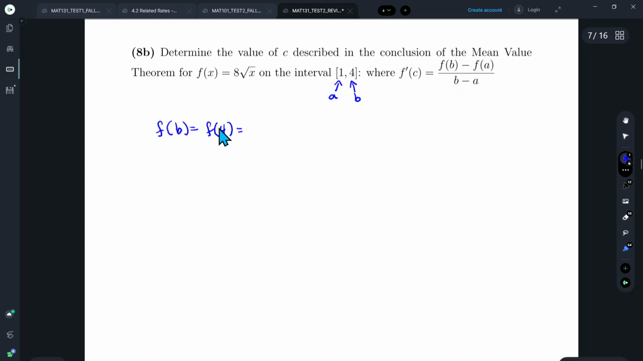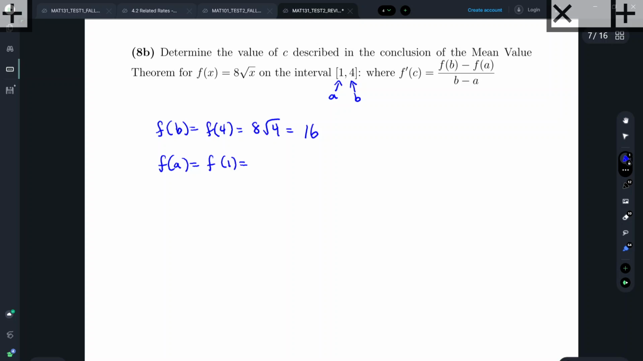So what does this mean? This just means I'm plugging in 4 into the function. So we get 8 square root of 4. Square root of 4 is 2, so 8 times 2 is 16. Okay, so the calculation here is 16. And then now we calculate f of a. So a was 1. Right, so now I plug in 1 into the function. Square root of 1 is just 1. And 1 times 8 is 8, so we get 8.